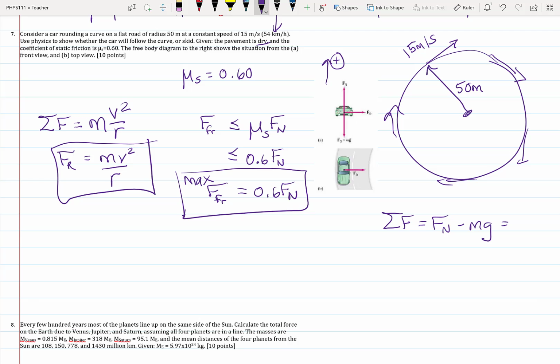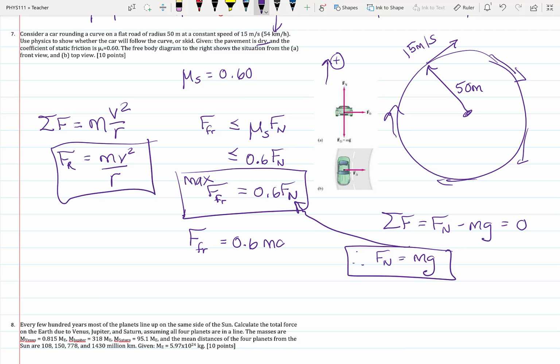And what's happening in the up and down direction? Is the car jumping off the road or falling through the road? No, it's doing neither. So it's not actually changing its motion in the up and down direction. That means it's a Newton 1 situation, Newton's first law, the sum of the forces equals 0. That tells me that the normal force equals mg. Okay, that's cool. So I can take that and plug it in over there. So the force due to friction is equal to 0.6 mg.